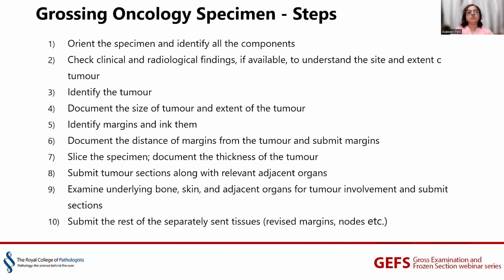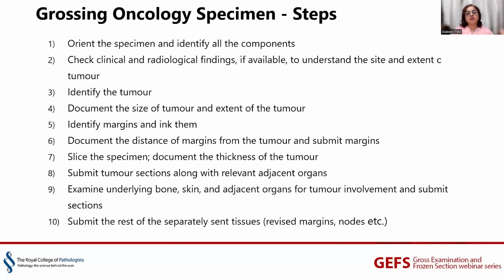Identify all components. Suppose it says composite specimen, which has hemimandibulectomy and buccal mucosa. Identify all the components. Then check the clinical and radiological findings if available to understand the tumor site and extent of tumor. First, identify the tumor, identify the margins, document the size of tumor and extent of tumor. For margins, you also have to document the distance of the margins from the tumor. Then ink the specimen and first you start submitting the margins as far as possible. Slice the specimen.